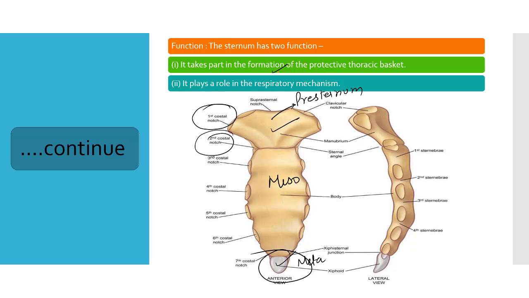It takes part in the formation of protective thoracic cage or thoracic basket. It plays a role in the respiratory mechanism. Okay. So these are the functions.